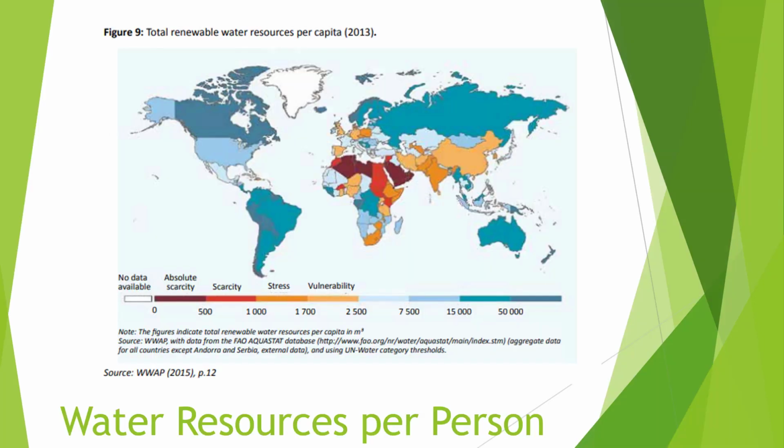So your water resources per person, and it's similar to what we've looked at, but as you get into the reds and oranges, that's your vulnerable areas of fresh water resources.